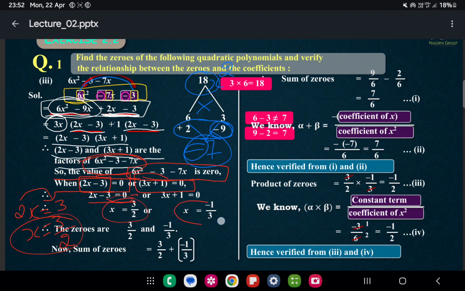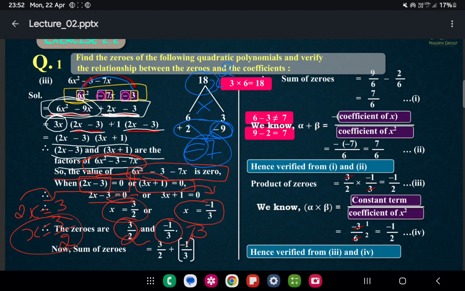And here x is equal to, shift the 1 to the right hand side, you will get minus 1. 3 to the right hand side, you will get minus 1 by 3. Then the zeros of the polynomial are 3 by 2 and minus 1 by 3. That will be alpha, the other one will be beta.